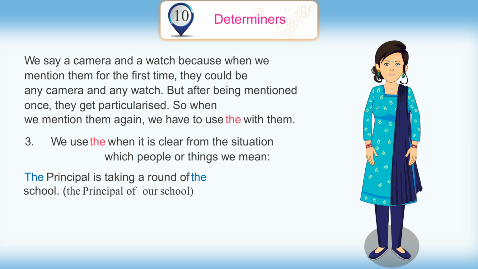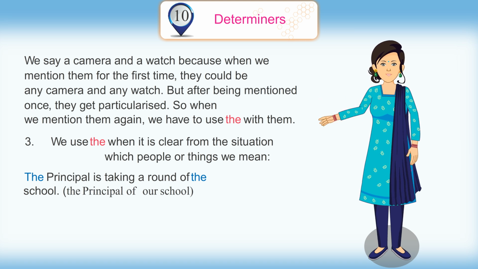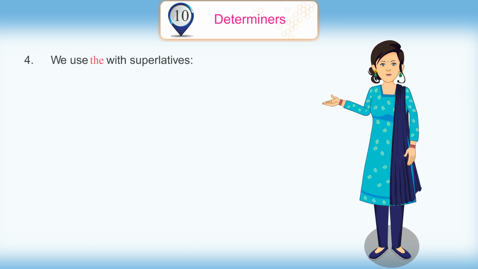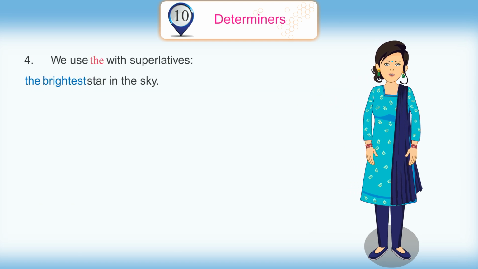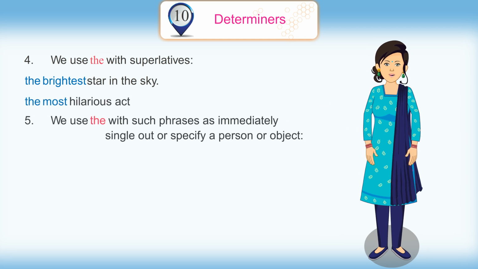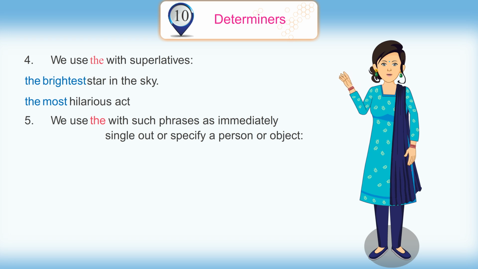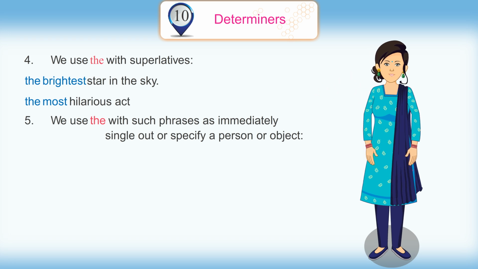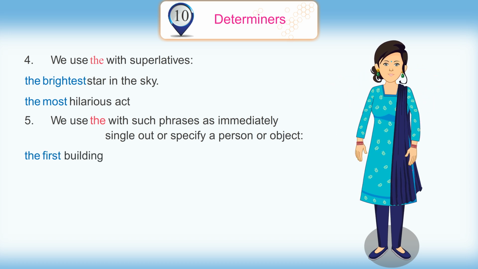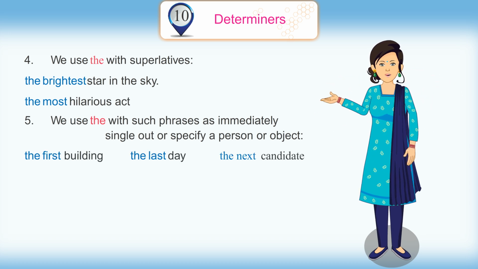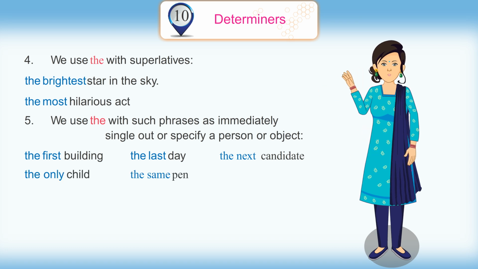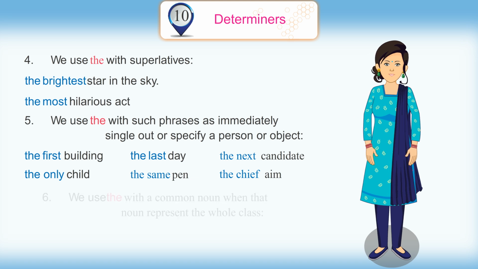The principal is taking a round of the school. The principal of our school. May I use the telephone? We use the with superlatives. The brightest star in the sky. The most hilarious act. We use the with such phrases as immediately single out or specify a person or object. The first building, the last day, the next candidate, the only child, the same pen, the chief aim.